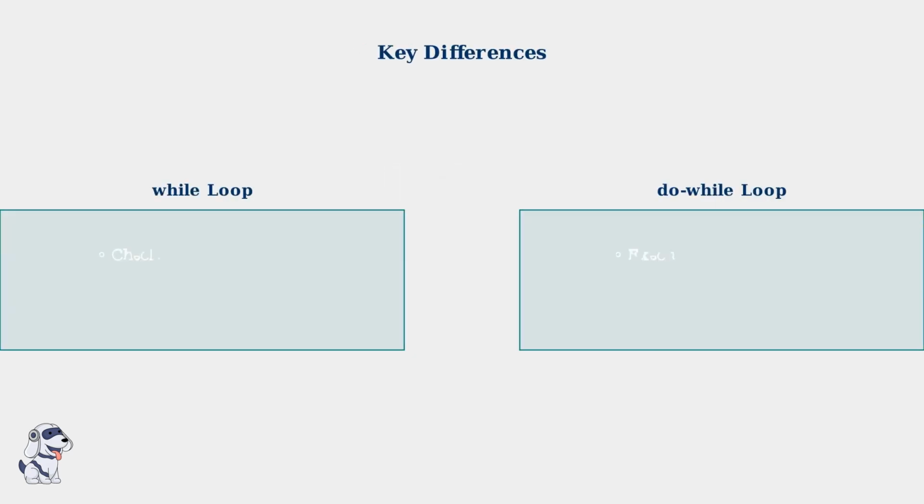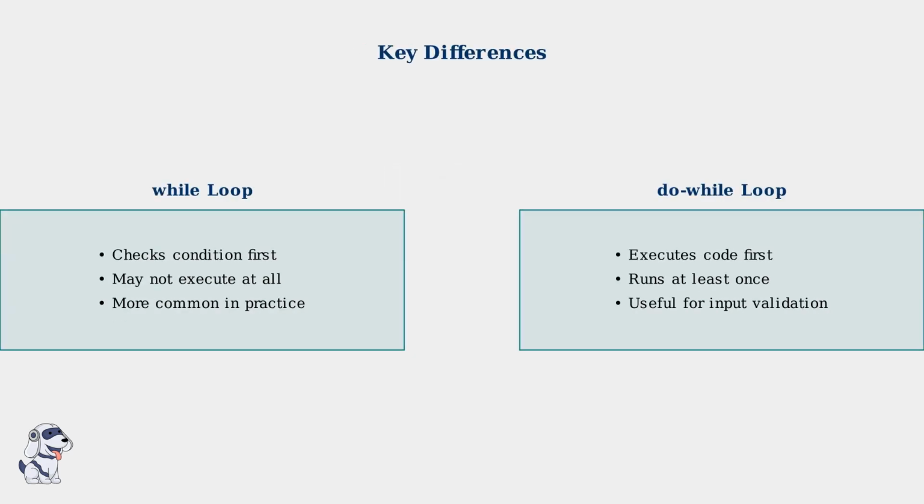To summarize the key differences, while loops check the condition before executing, which means they might not run at all, do-while loops execute the code first, guaranteeing at least one execution. Do-while loops are particularly useful for scenarios like input validation, where you need to prompt the user at least once. Both while and do-while loops are essential tools in Dart programming. Choose while loops when you need to check a condition before executing, and do-while loops when you need to guarantee at least one execution of your code block.